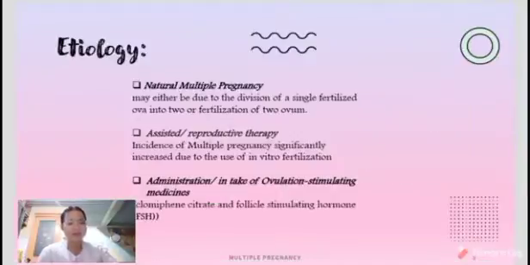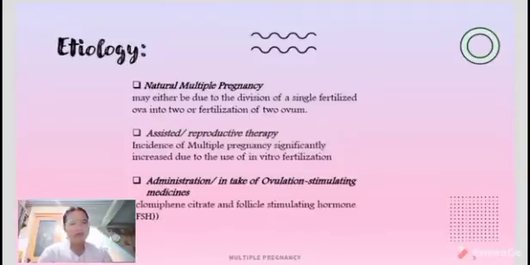For the etiology, we have the natural multiple pregnancy. In natural multiple pregnancy, it may either be due to the division of a single fertilized ovum into two or the fertilization of two ova. In this case, no other methods or medications are taken by the mother to conceive multiple children.